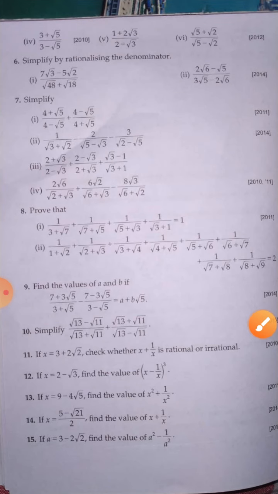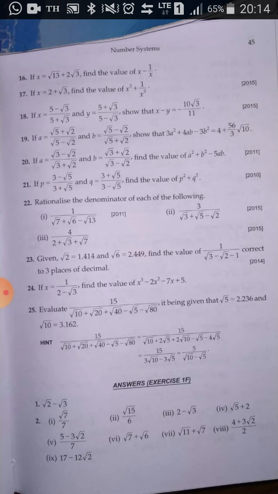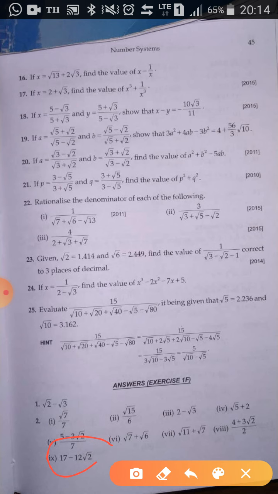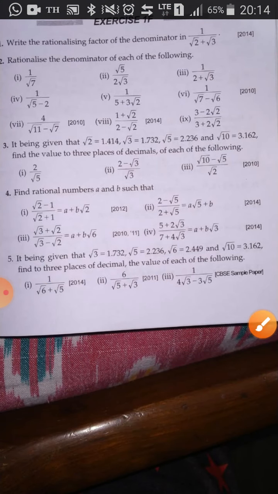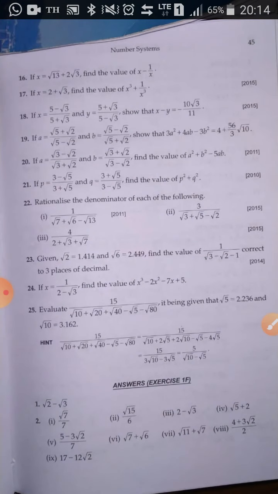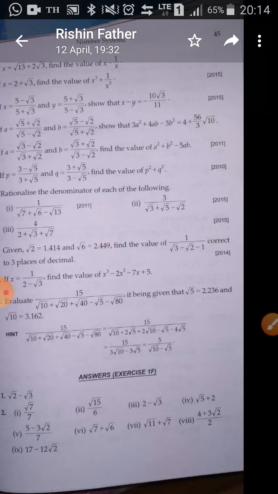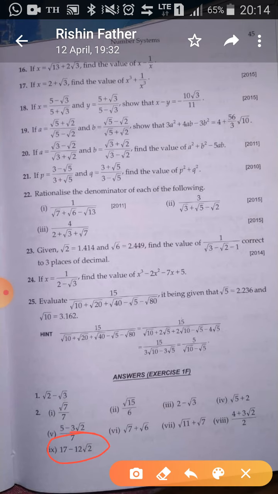Okay, 17 minus 12 root 2, let's see. 17 minus 12 root 2 is only there in the numerator. Maybe in the denominator, after doing a plus b into a minus b, you get a 1. That's why it is only 17 minus 12 root 2 over 1. So do all of these on your own and send me.